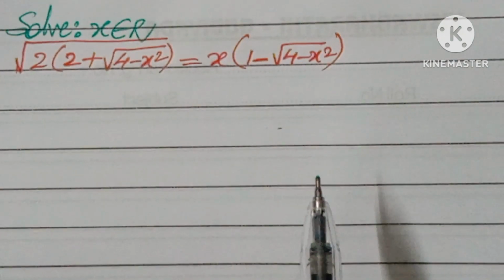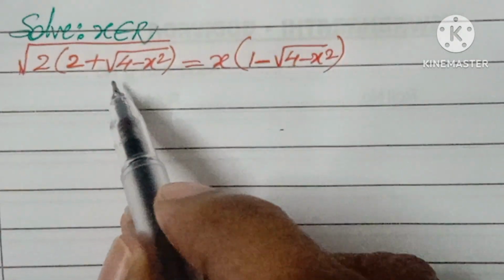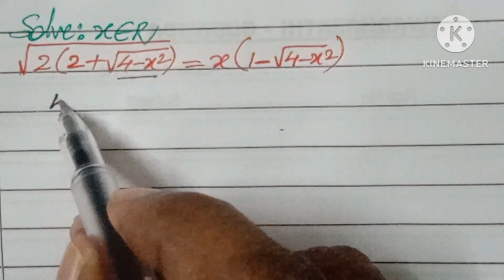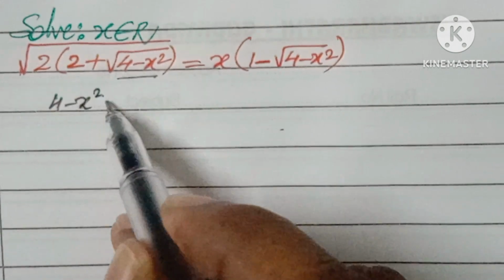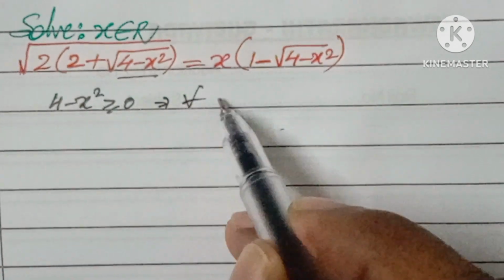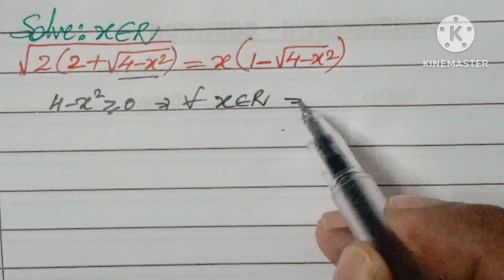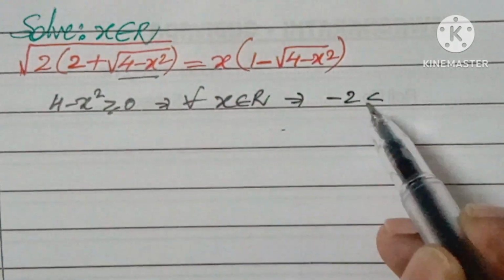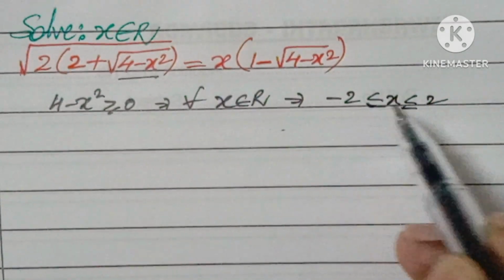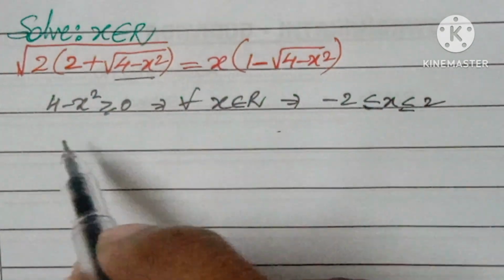Now how to solve this problem? So here the question is given, and a square root is given. We know that 4 minus x square is always greater than or equal to 0 for x belonging to real numbers. That implies minus 2 is less than or equal to x, and x is less than or equal to 2. The value of x will be between minus 2 and 2.